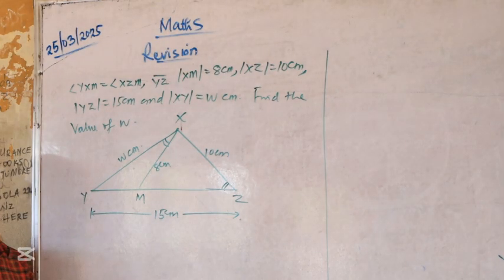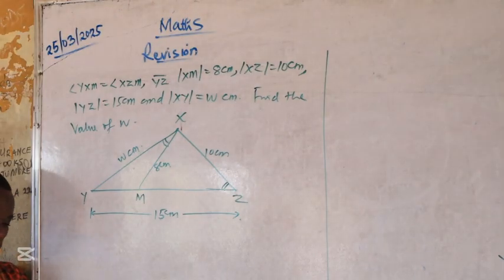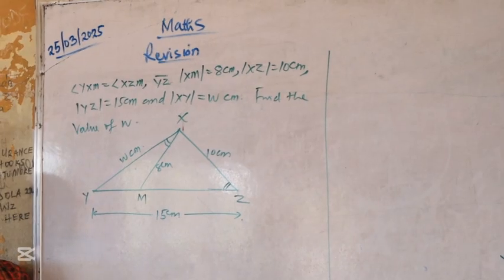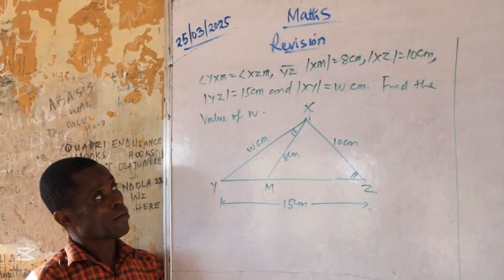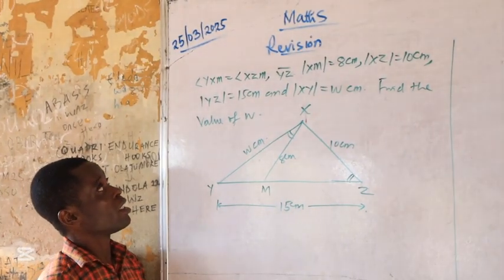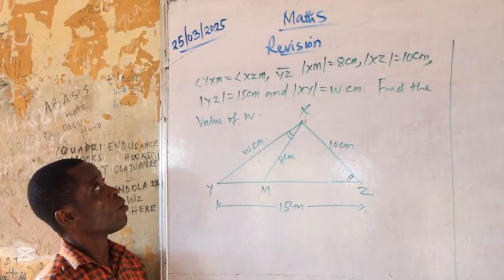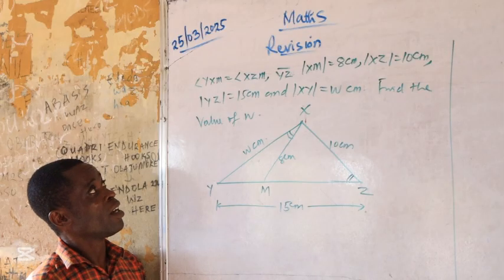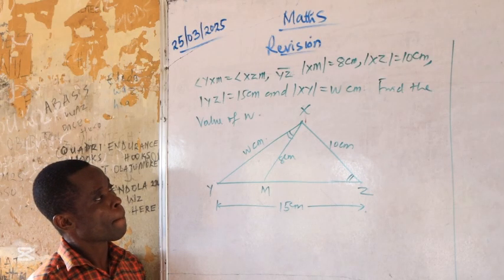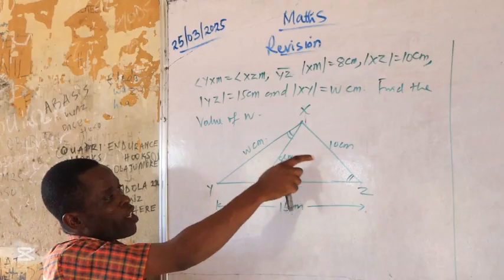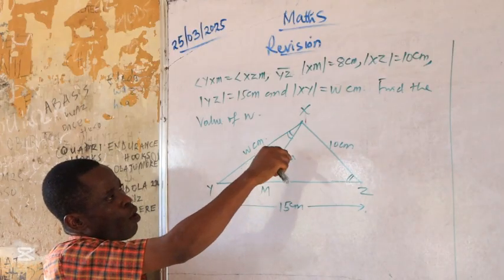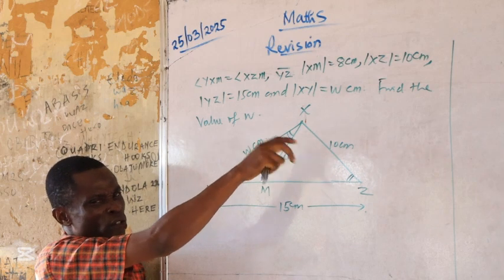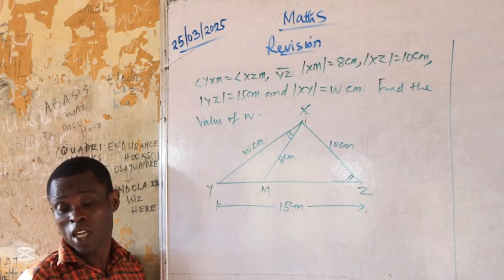Now, this is the question. In the question, we have been told that the two angles YXM and XZM are equal. These two angles are equal. At times, you can have marks on the angles, like 1, 1, or X, or any dots, for you to know that the two angles are equal.